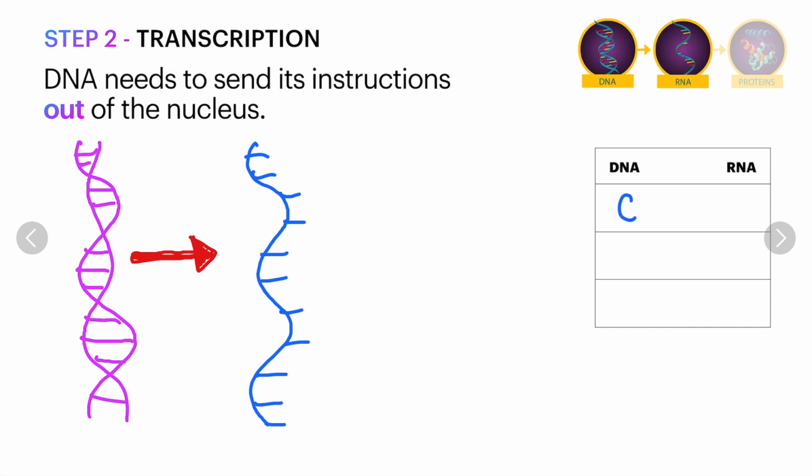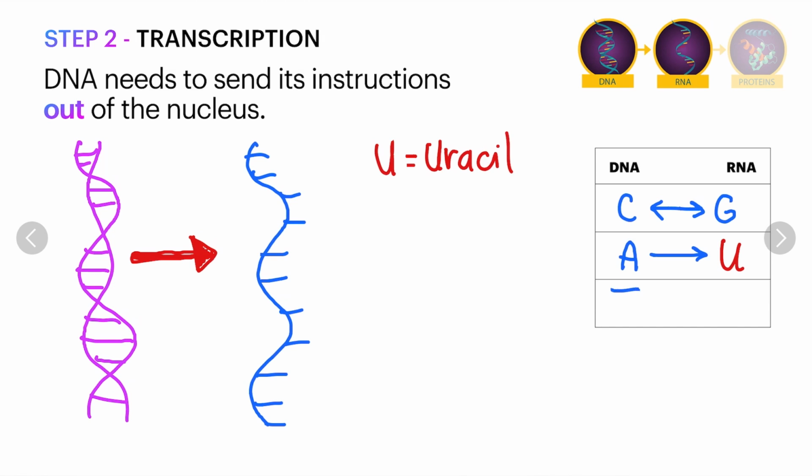So the one that's the same is that C and G when you're going from DNA to RNA are still going to pair with each other. But the difference is that when you have an A, it's going to pair with a different molecule called uracil, which is represented by the letter U. And then when you have the letter T, that still goes to the letter A. So really the only difference is the A to U partnership.